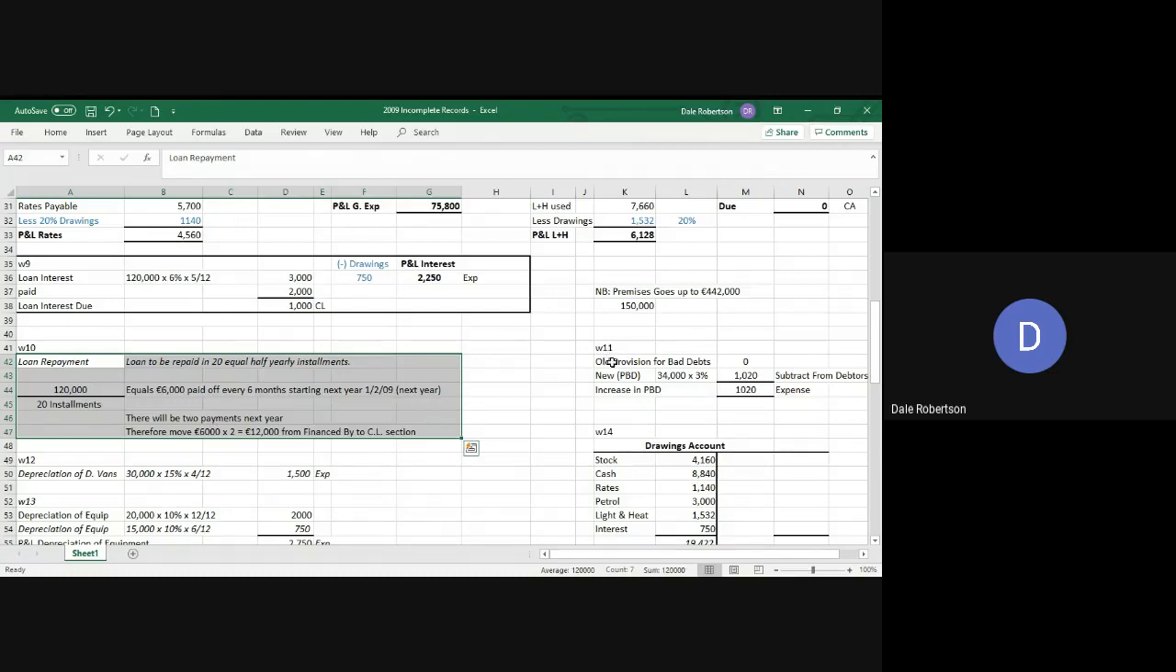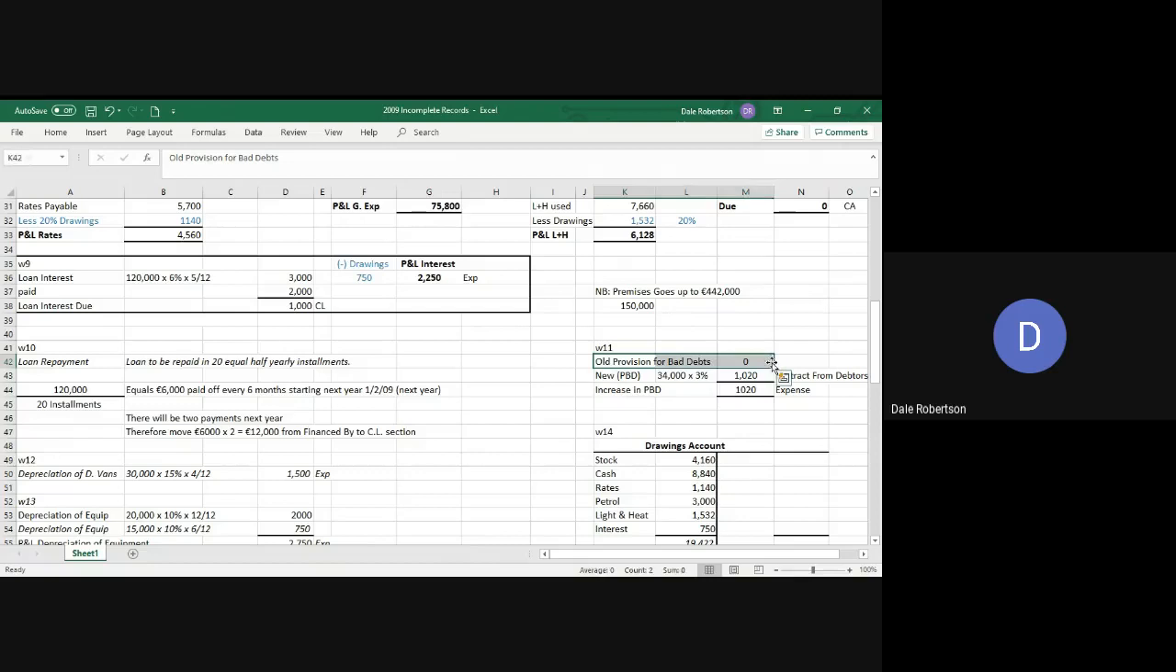So the provision for bad debts, well, the old provision for bad debts is 0. They didn't have one. It says in the question that he's going to set up a provision for bad debts. So therefore, he sets it up to be 3% of our debtors number. That's the debtors at the end of the year, which is 1,020. That's the number that you're going to subtract from debtors in the current assets. And of course, that is an increase from 0 up to 1,020, an increase of 1,020. And an increase in the provision for bad debts is an expense in your accounts.